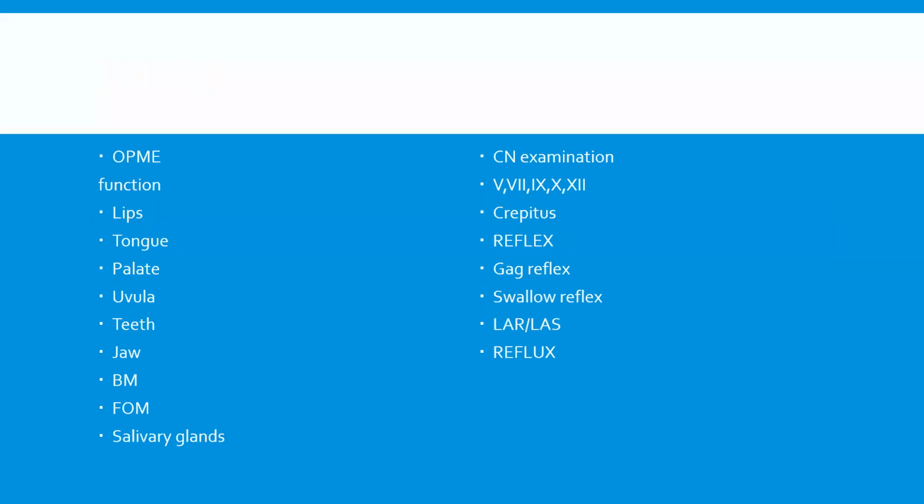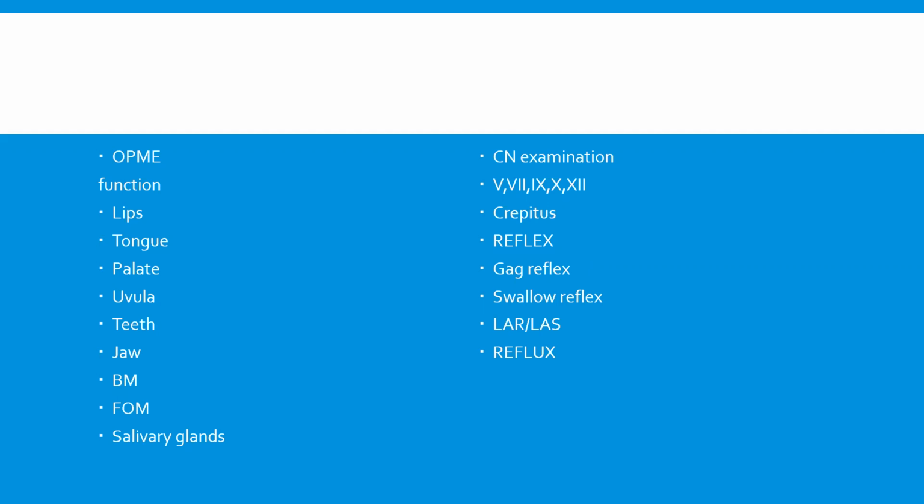So in the anatomy, we have to deal in detail with the structures that are included in the OPME examination: the lips, tongue, palate, uvula, teeth, jaw, buccal mucosa, floor of the mouth, salivary glands. Palate includes soft palate as well as hard palate. And the cranial nerves, which are important for swallowing, that is the fifth cranial nerve, seventh, 9, 10, 12. And all the cranial nerve examination should be studied by undergraduate students.